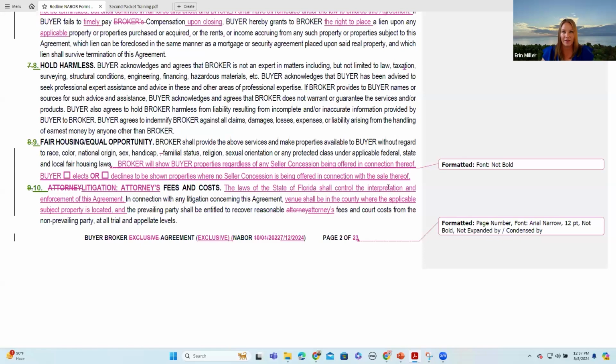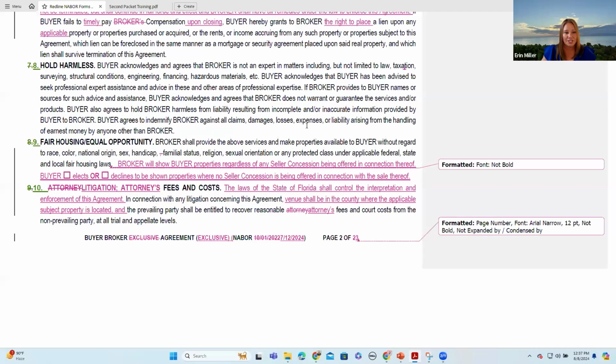So again, you define seller concession as a credit from seller to buyer towards closing costs and prepaids. In this paragraph, the buyer has the opportunity to elect to be shown properties even if no seller concession is being offered, or declines to be shown properties where no seller concession is being offered. That's the new paragraph 9.